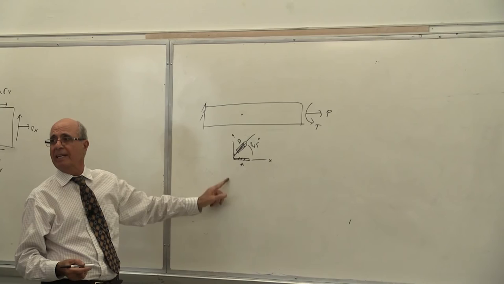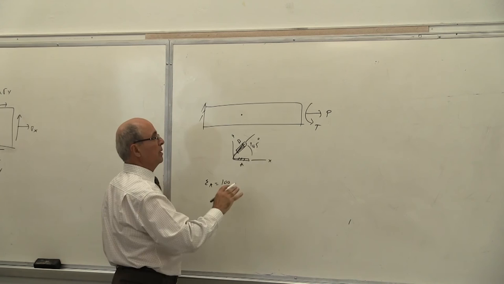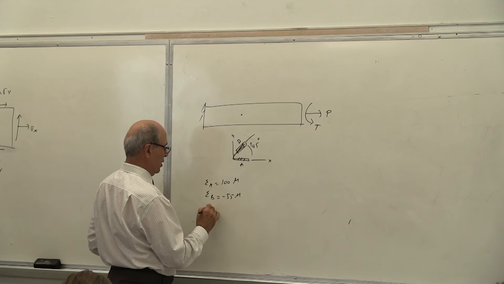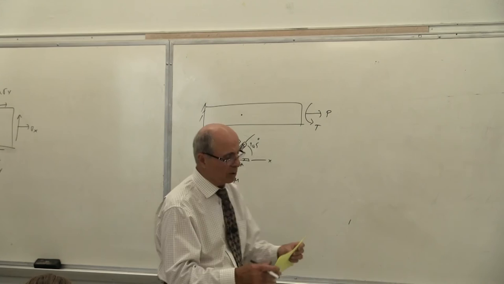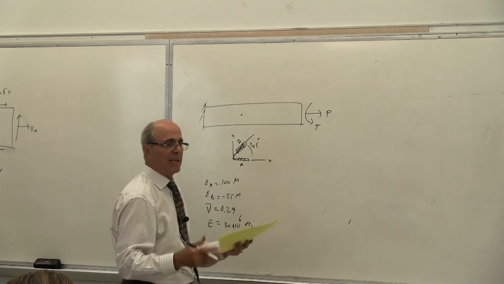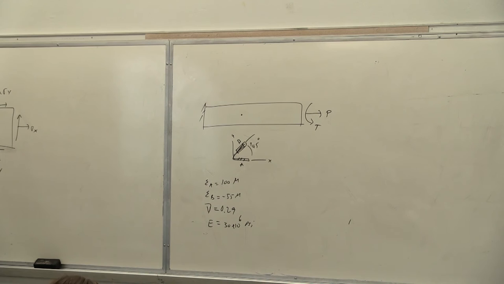Epsilon A is measured after the loading. Before the loading, of course, there is no stress, no strain. After the loading, epsilon A is 100 micro. Epsilon B is minus 55 micro. The Poisson ratio is given equal to 0.29 for this problem. The modulus of elasticity is 30 times 10 to the power of 6 psi, or 30,000 ksi. That's the same thing. And the question is, what is P and what is T?